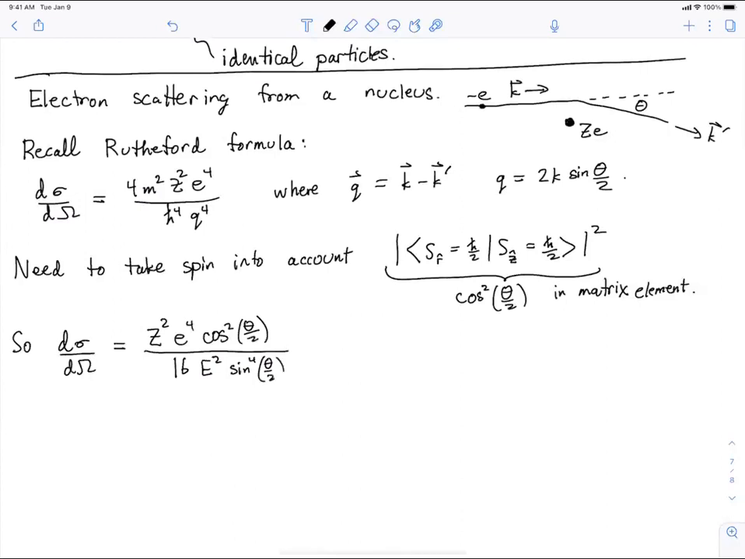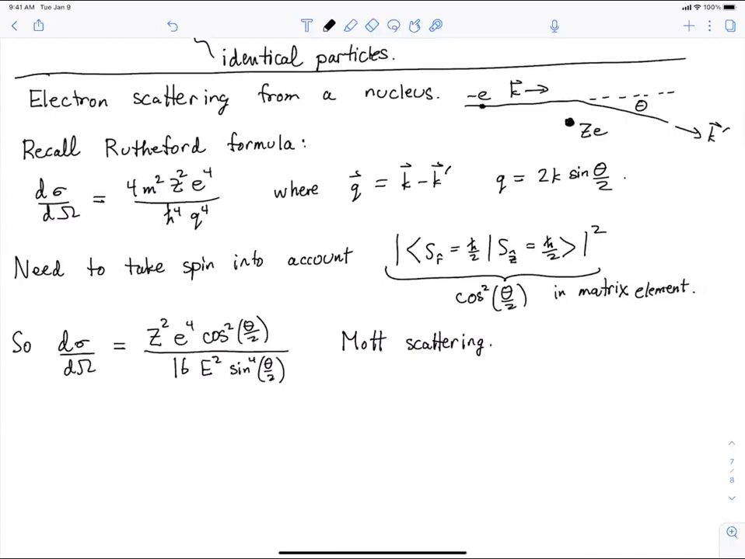Okay, otherwise this is exactly what we wrote down for Rutherford scattering. And this is called the Mott formula, or Mott scattering formula. Actually, it's kind of confusing because Mott has several scattering formulas named after him, but this is one of them.